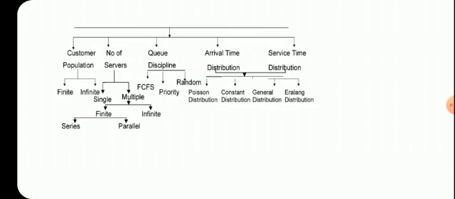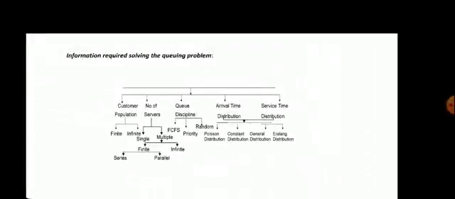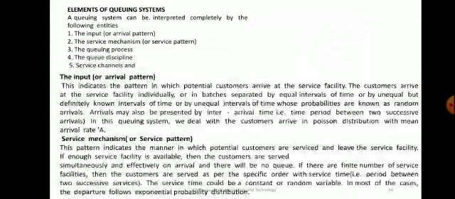Queue discipline. Queue discipline means first come first serve. In a queue, suppose you come first, you will get served first. Priority basis, sometimes we will get a service. Random, they will pick some person for the service. These are the queue disciplines. Arrival time and service time. There are distributions. Different types of distributions are Poisson distribution, constant distribution, general distribution or Erlang distribution. Now these are the things we will be going to see, information required in the queuing.